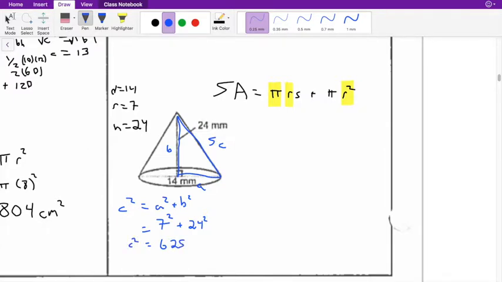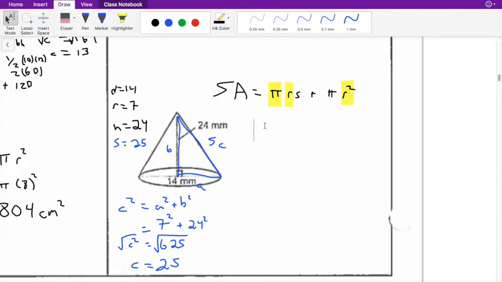So to get the opposite of a square, we square root. C equals 25. So now we know what C equals. In that case, we know what slant equals. So our slant equals 25. So let's start plugging everything in here.